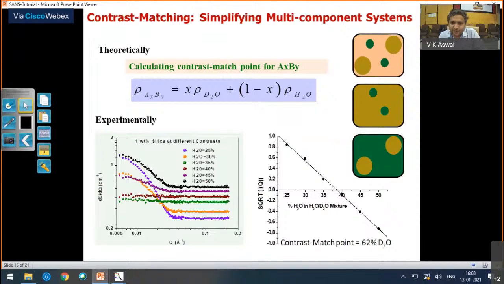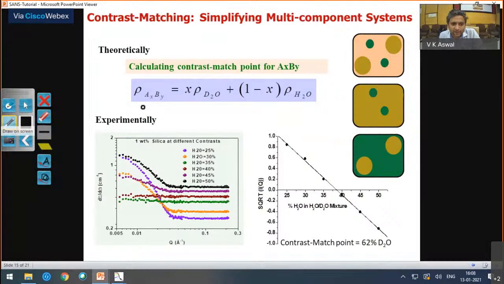This is the example to class. I have shown you how to calculate the scattering length density, but when you know the scattering length density of a molecule, then what you need to do is just put D2O and H2O in combination and get it by this equation.